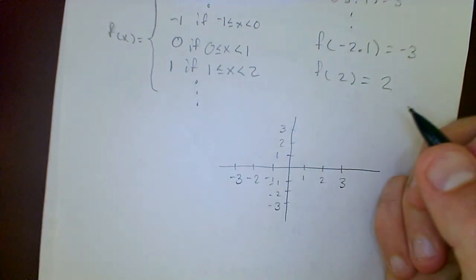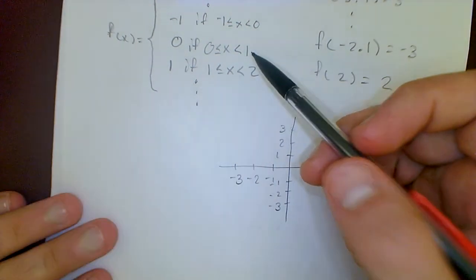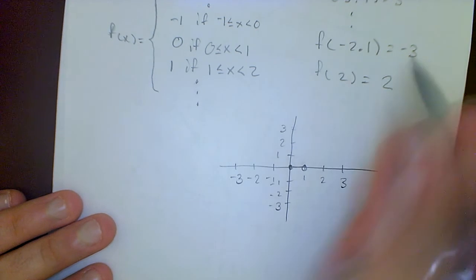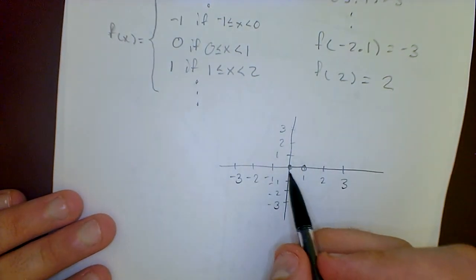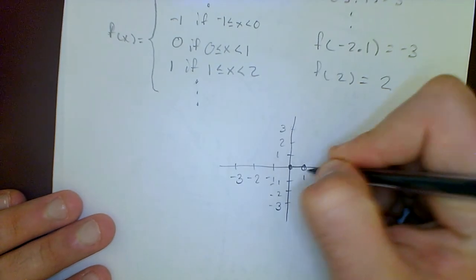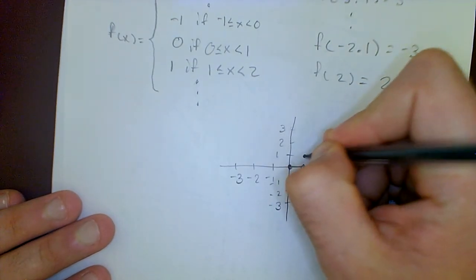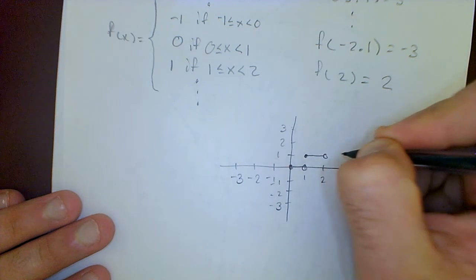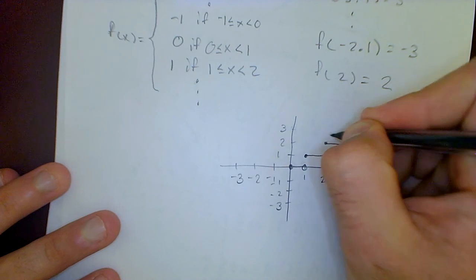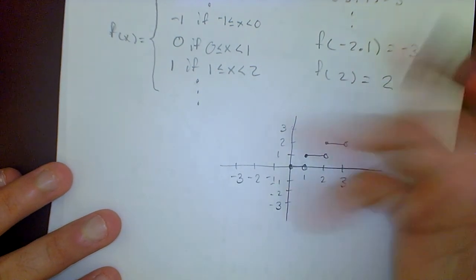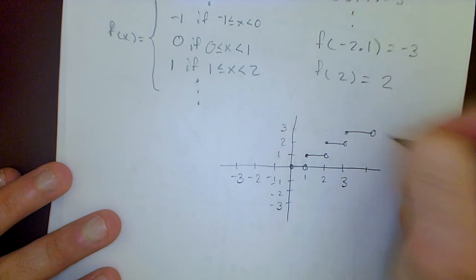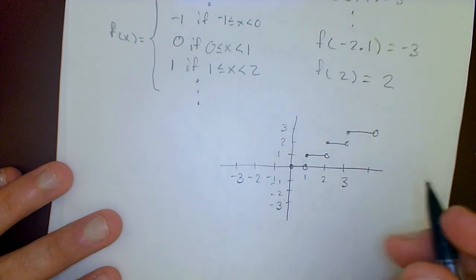Okay, so if I'm in between 0 and 1, I need to have 0. So it's just this constant function, but I include 0 and don't include 1 because that's my interval here. So now if I'm in between 1 and 2, I need to graph it at 1. So it's like that. And then again. So this is why they call it the step function, because it looks like steps.